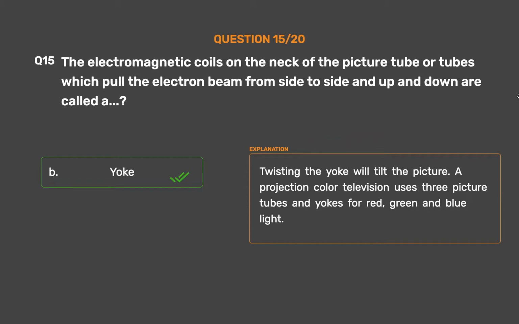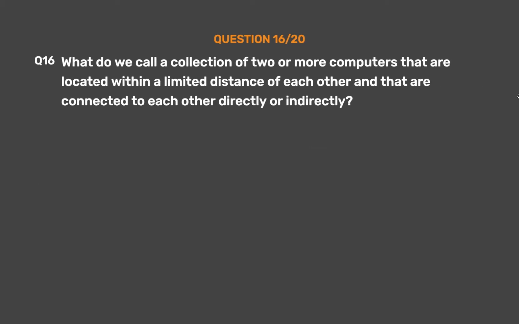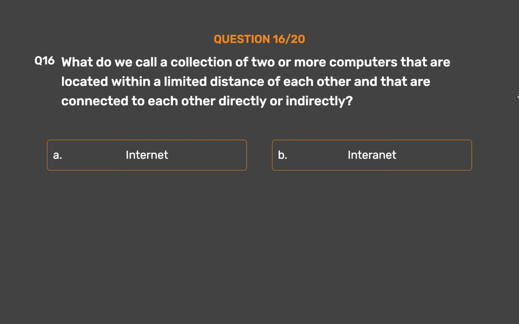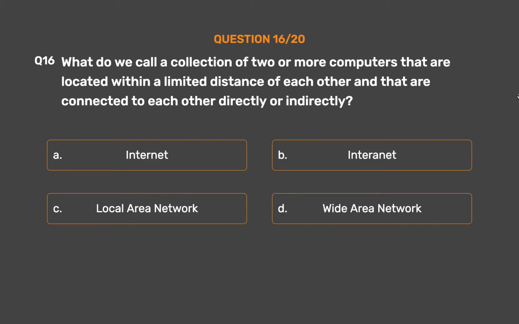A projection color television uses 3 picture tubes and yokes for red, green and blue light. Question number 16. What do we call a collection of 2 or more computers that are located within a limited distance of each other and that are connected to each other directly or indirectly? Option A. Internet. Option B. Intranet. Option C. Local area network. Option D. Wide area network.